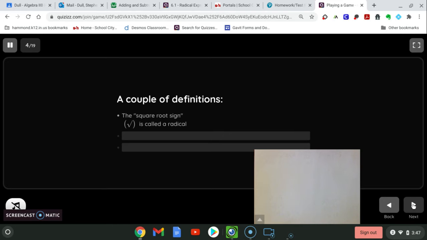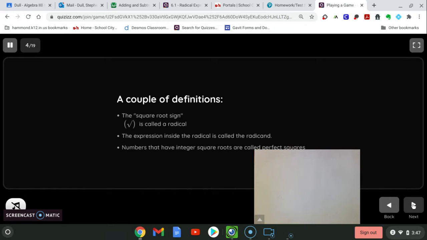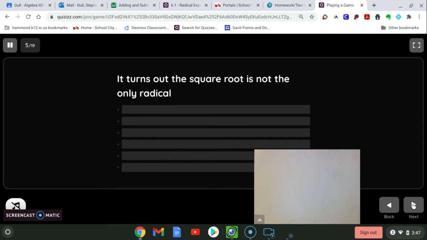And then we said, we've got this square root sign, which has a technical name in math. It's called a radical. And the expression inside the radical is called the radicand. We moved on beyond that. We said, is there other kinds of radicals? And it turns out that there are.